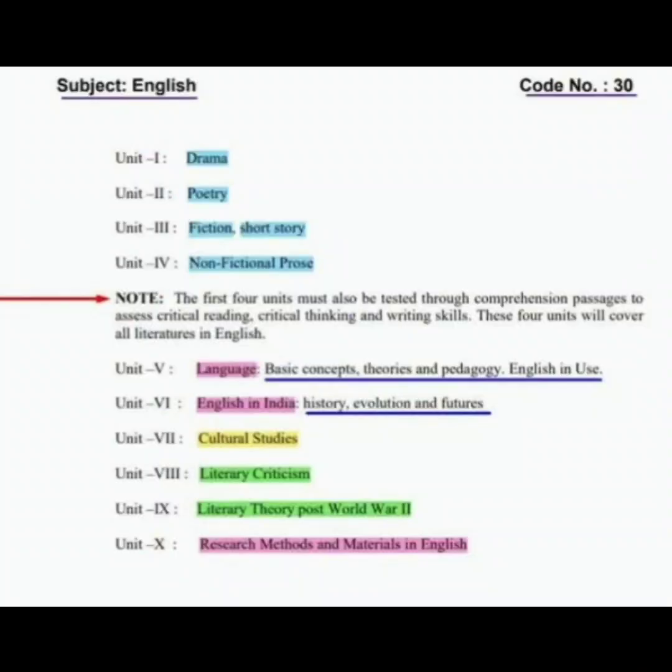Okay, coming to paper 2 in English literature. They have divided the syllabus into 4 major areas: drama, poetry, fiction and short story, and the 4th area is non-fictional prose. Anything and everything can come under these 4 areas. It includes all literatures and all genres. In the exam they ask comprehension passages and poems to check your level of understanding, your creative thinking and writing skills. Everything will be tested in this format.